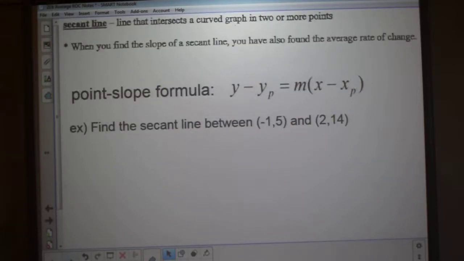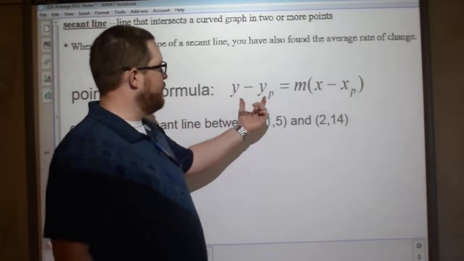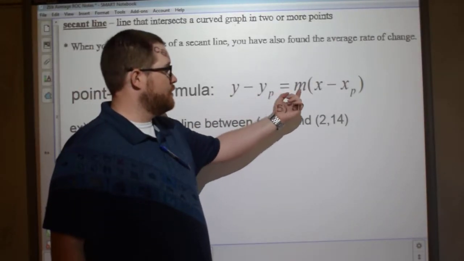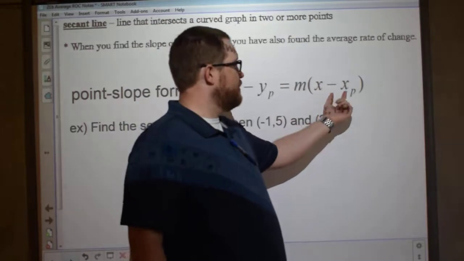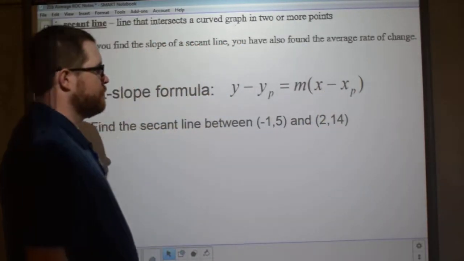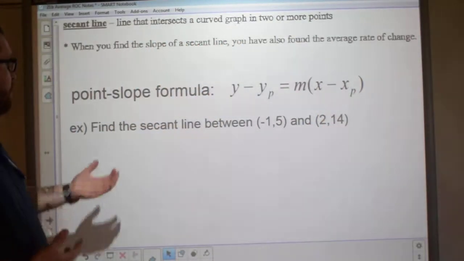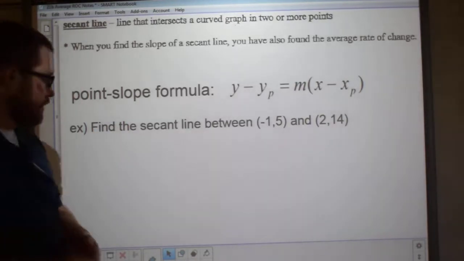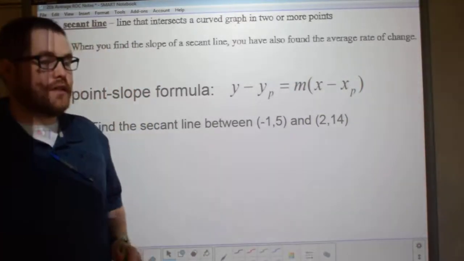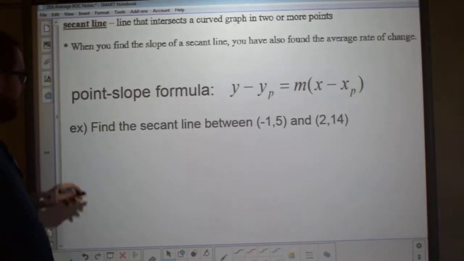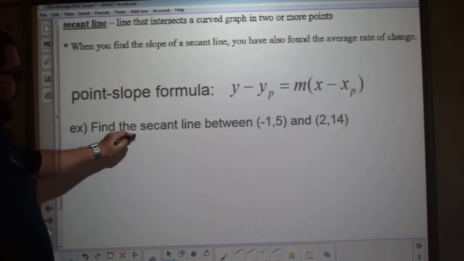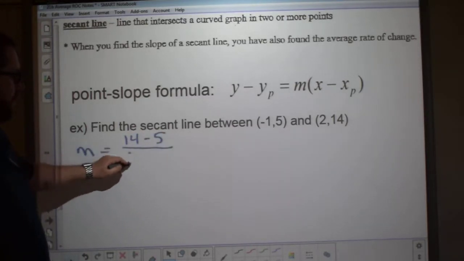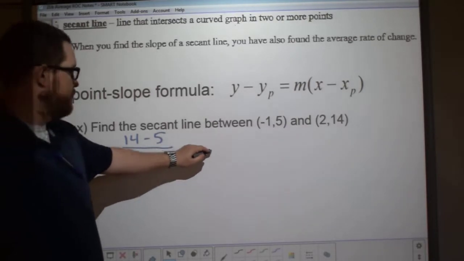The only other thing in this section is secant line. A secant line is the line that connects the 2 points. We're going to use this formula a lot. Y minus the y value of one of the points equals the slope times x minus the x value of one of the points. All I need is a point and a slope. That's why it's called point-slope formula. I have 2 points, so we're good there. I just need to find the slope. The slope is y minus y over x minus x.